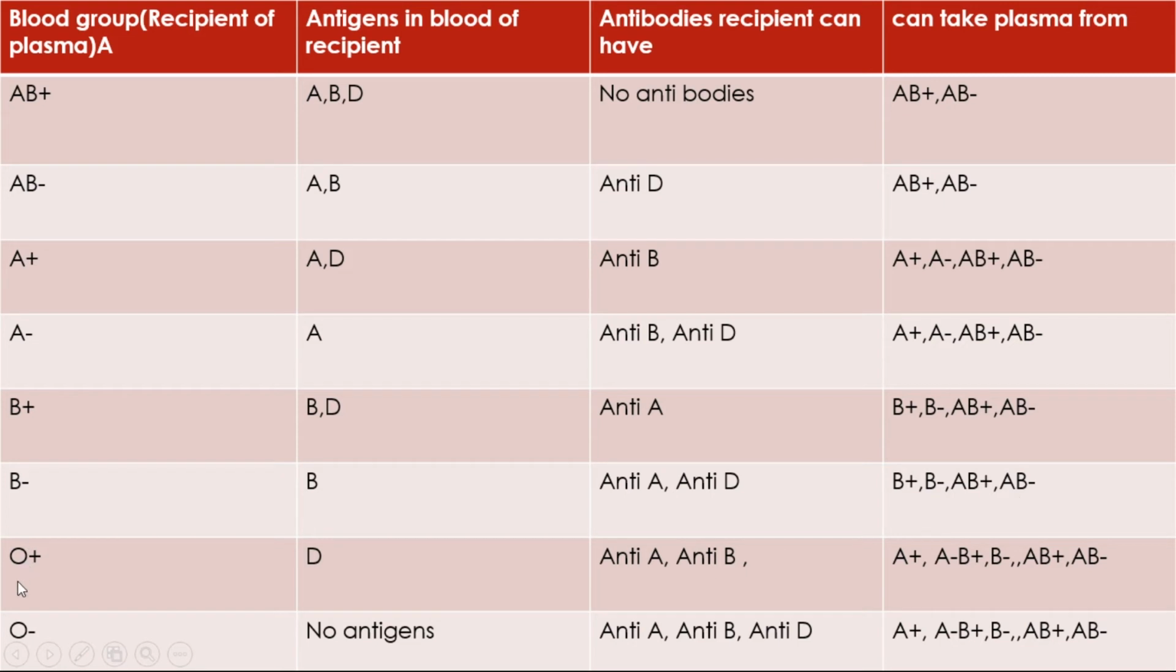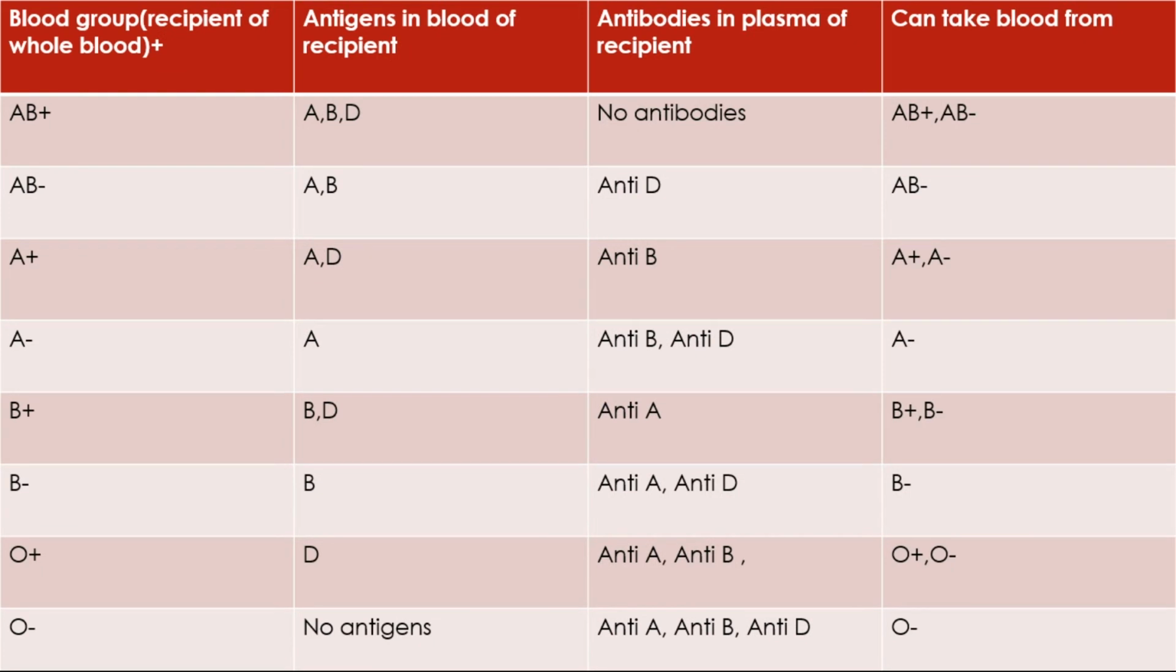O positive is universal acceptor. O positive and O negative are universal acceptors of plasma. O negative more specifically, because O negative can have plasma from any blood group. O positive can also have plasma from any blood group, but the condition is when it is a negative blood group, it should not have antibody D in its plasma. That's all for plasma. Now come to whole blood.